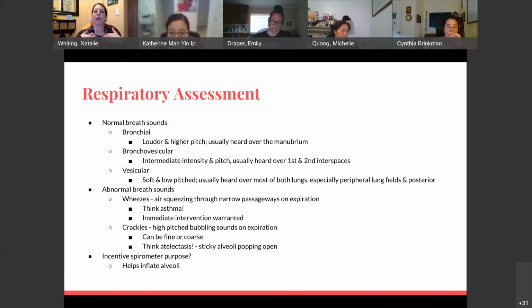And then to the side of that, the first and second intercostal spaces, is going to be the bronchovesicular. That's going to be intermediate in intensity and pitch. And then the vesicular are all around, mostly the peripheral lung fields, and a lot towards the posterior side. So you hear those a lot more on the back side. Especially the lower lobes are a lot easier to hear on the backside because, if you think about the anatomy of the lungs, they tilt towards the back, right? So you can hear those lower lobes a lot better in the back.